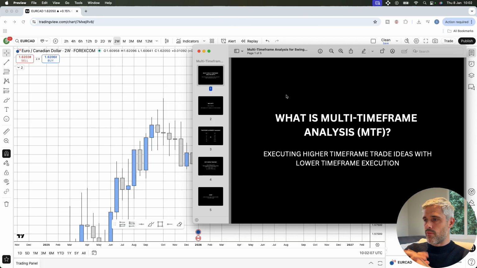So, a very simple statement here. Multi-time frame analysis, I often refer to it as MTF, is essentially executing higher time frame trade ideas. So what is happening on your higher time frame, in my case monthly, 2-weekly, weekly, with lower time frame trade execution. So combining two time frames in order to play a higher time frame trade idea by executing and taking entries on your lower time frame. Very, very simple.